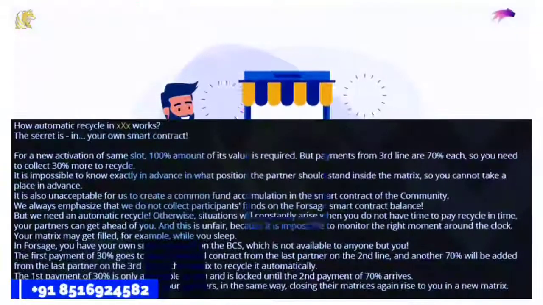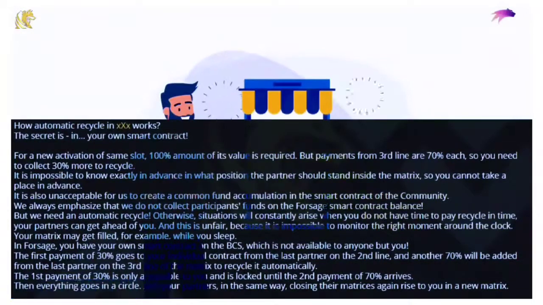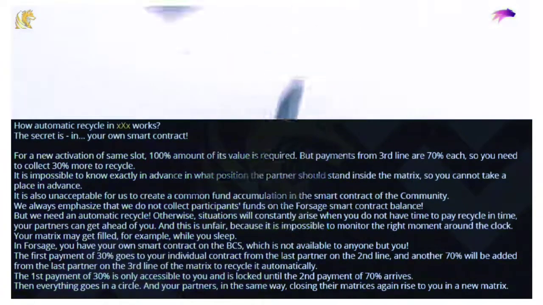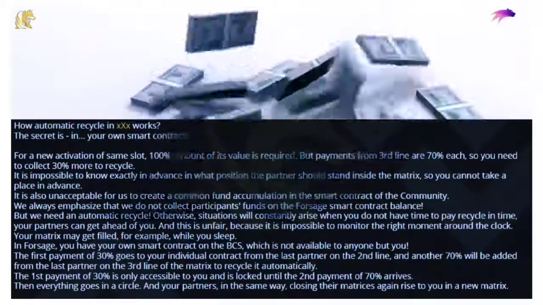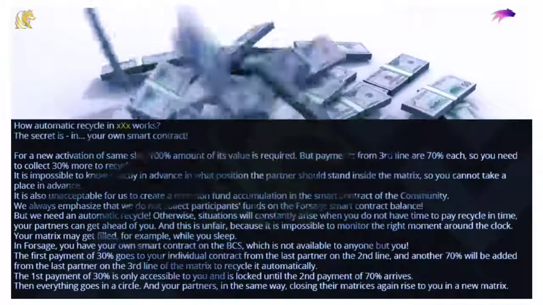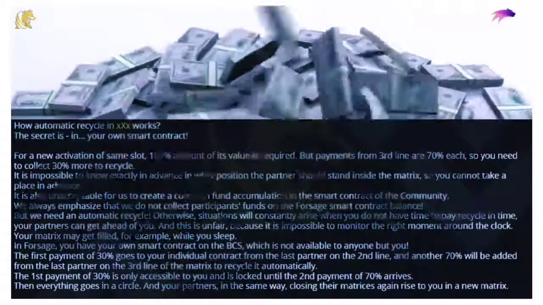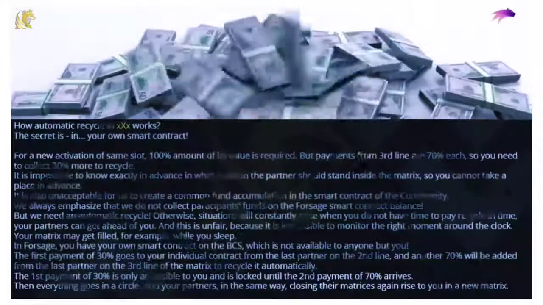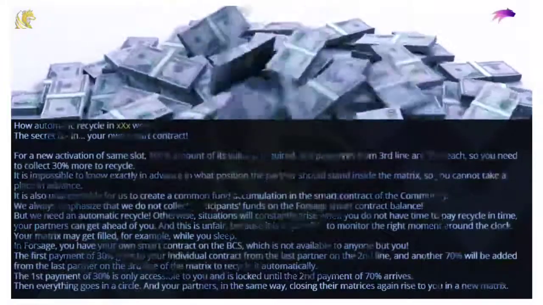The XXX recycle is a little different. It has some secret in the smart contract. For new activation of the same slot, 100% of its value is required, but payments from the third line are 70% each, so you need to collect 30% more to recycle. So it is impossible to know exactly in advance in what position the partner should stand inside the matrix, so you cannot take a place in advance. In this way, all the slots are filled without any bias. Payments are always made fairly.